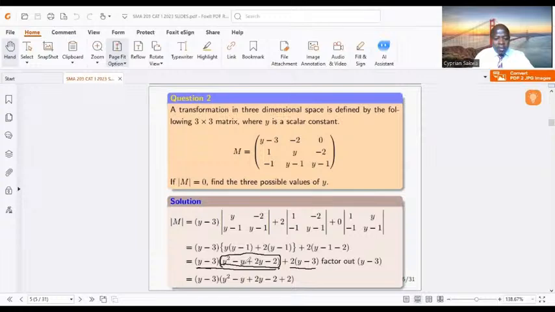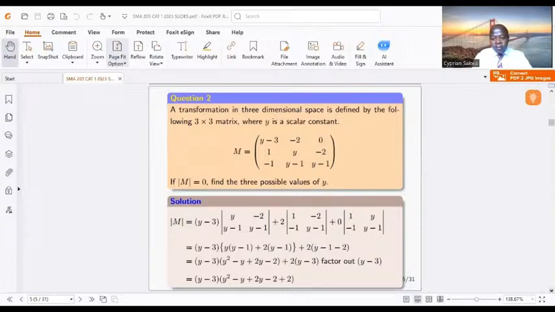Y squared minus y plus 2y minus 2. That's what I've written here. Y squared minus y plus 2y minus 2. Then it goes here. Y minus y goes here 2 times. And that's this. Let me just erase this first of all, and then I show what I did.